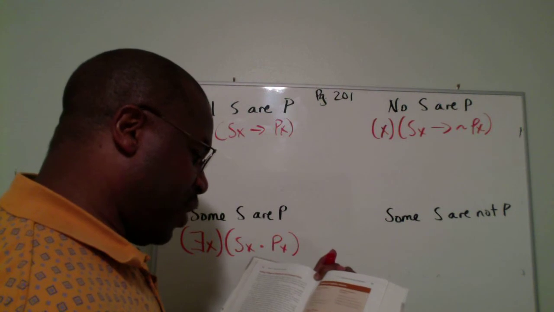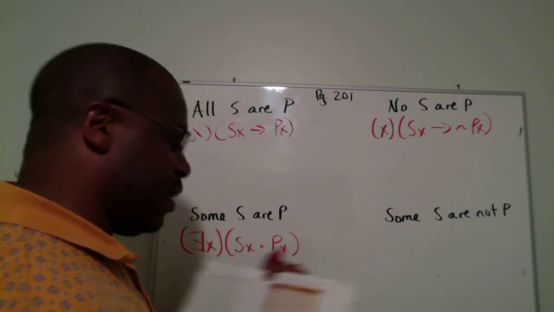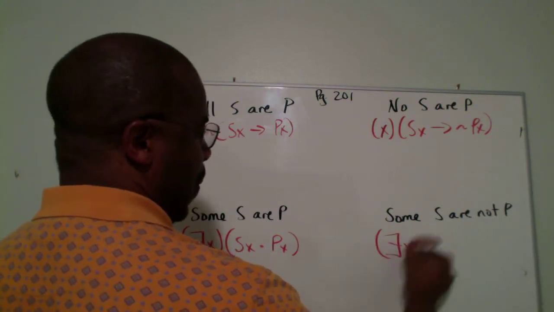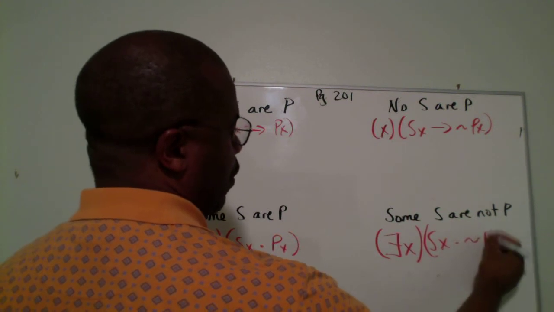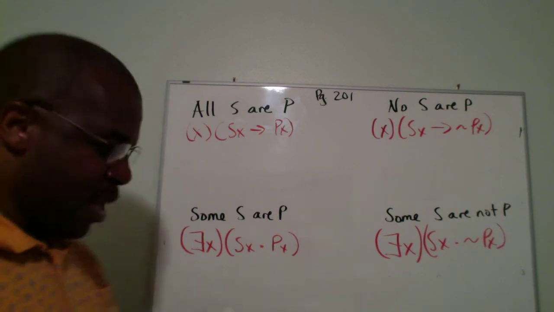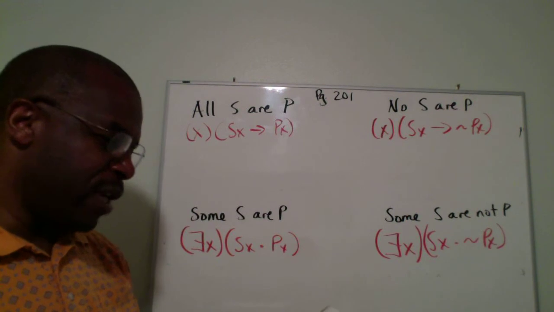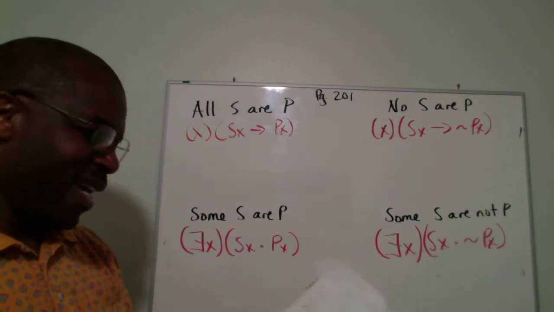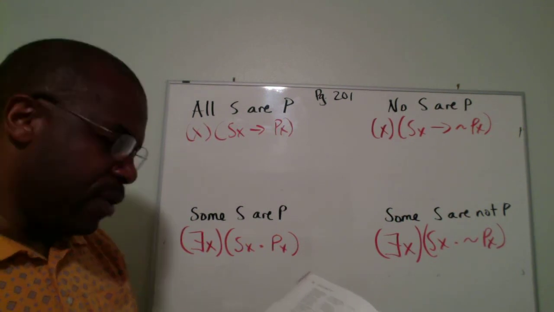At least one S is not a P. Not all S are P. Not every S is a P. Something is an S but not a P. There's an S that is not a P. This is what you have. Then again, notice where the tilde appears. Now, let me take you to page 431. Page 431. And see how these are symbolized.